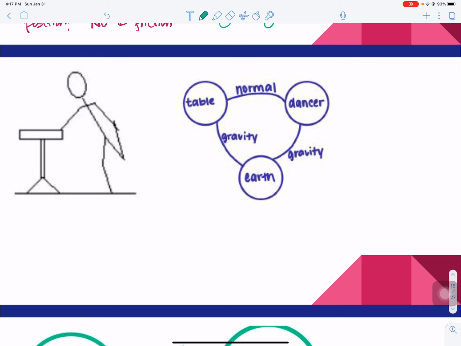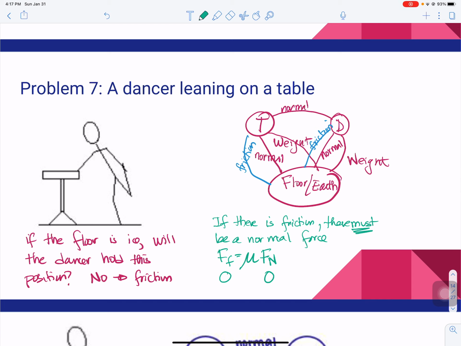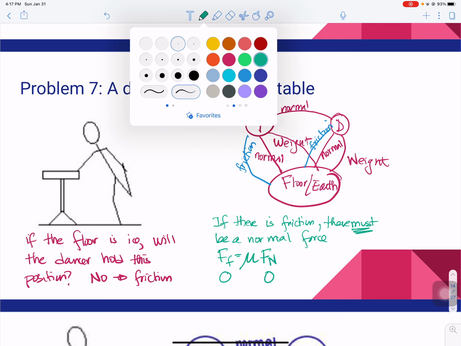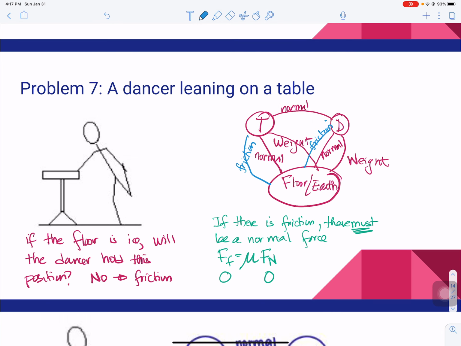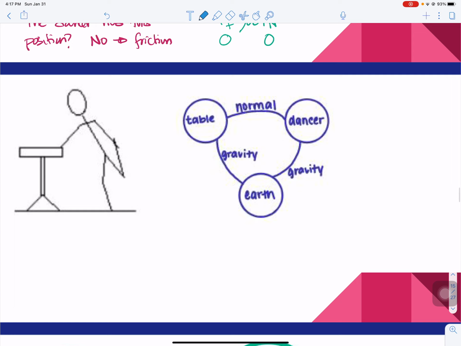Okay, so we've got some things. One of the things you might wonder: do we think that there is friction between the table and the dancer? I would say probably yes, just because she wouldn't be able to grip it, again, with the angle. So I would probably put friction there too. If you left it off, I would not take off, but it's just something to think about.